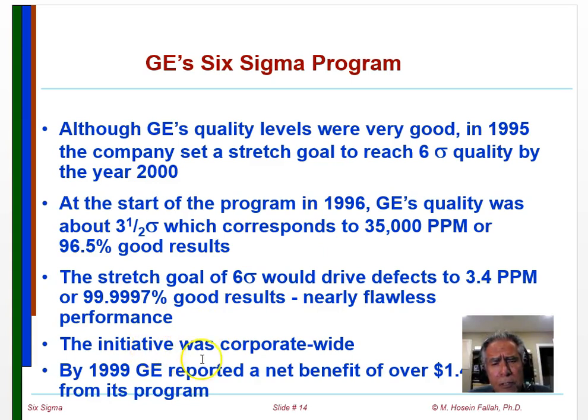So the initiative was corporate-wide and driven by Jack Welch. Now, as the program was deployed and the company achieved benefits from the program, the net benefit grew year by year, and by 1999, GE reported $1.4 billion net benefit from its Six Sigma program. That's the last year that they actually reported that data.